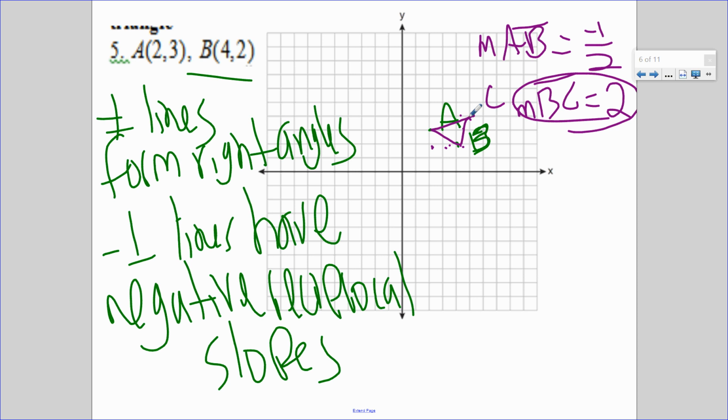Now, I could have gone up 2 over 1 again. I could have gone another up 2 over 1 and called that C. That's fine. It's still a right triangle. There's more than one correct answer. But I'll go with the initial one. Again, there's more than one correct answer. I could have also applied the slope in this direction. As long as it has a slope of 2 over 1, it's correct.